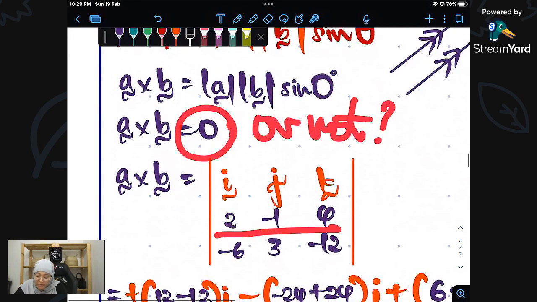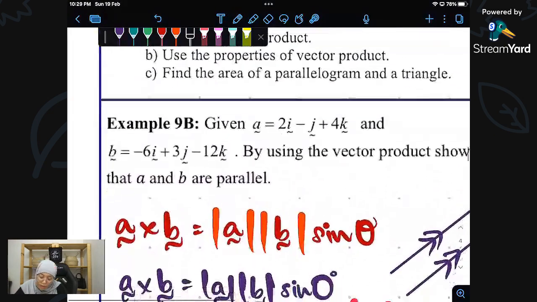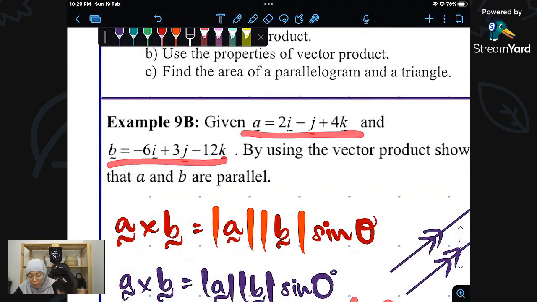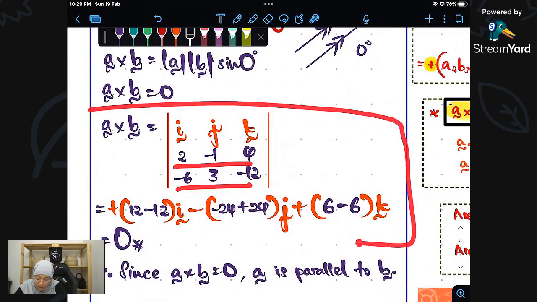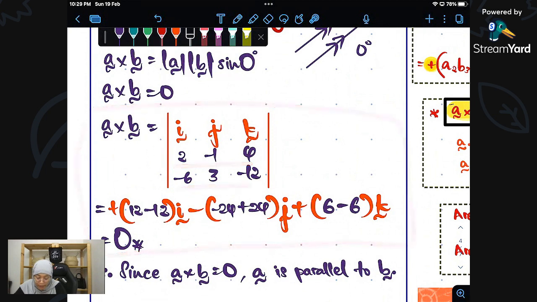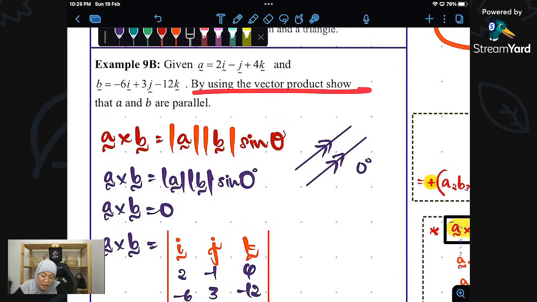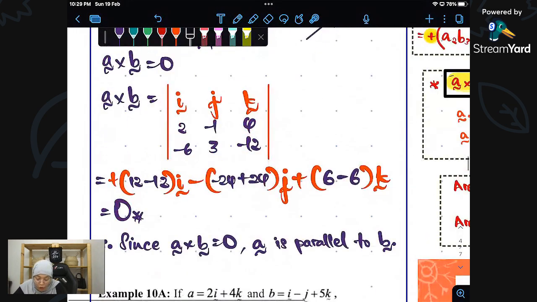We show this by inserting the vector A and the vector B. Masukkan saja vector A dan vector B yang sudah pun dia bagi. And then you buat secara tradisional, secara conventional punya formula. Dan you akan dapat kosong. Wow, everything is 0, 0, 0. Yay! So since A cross B is equals to 0, therefore A vector is parallel to B vector. And so it is proven, it is shown.